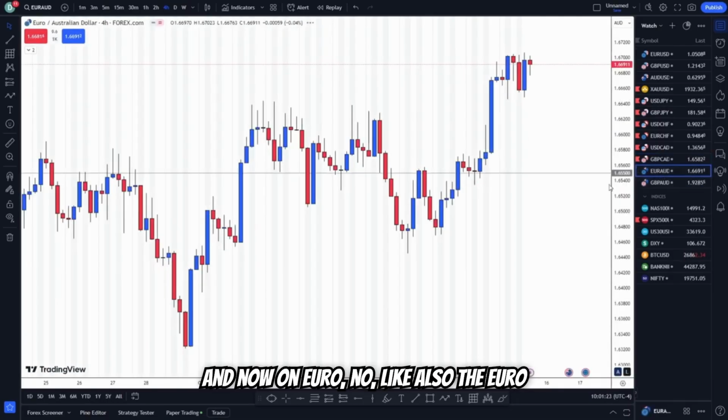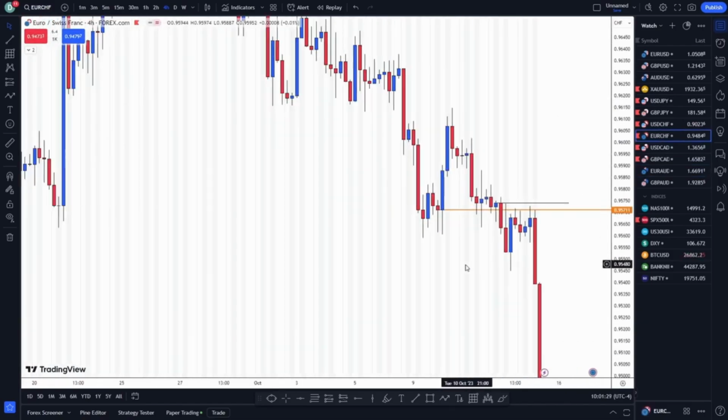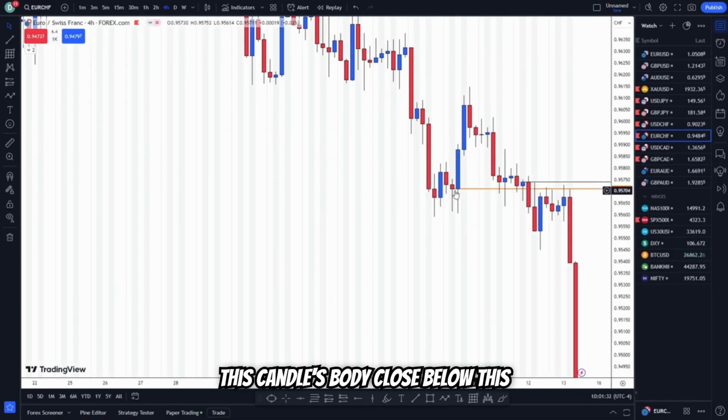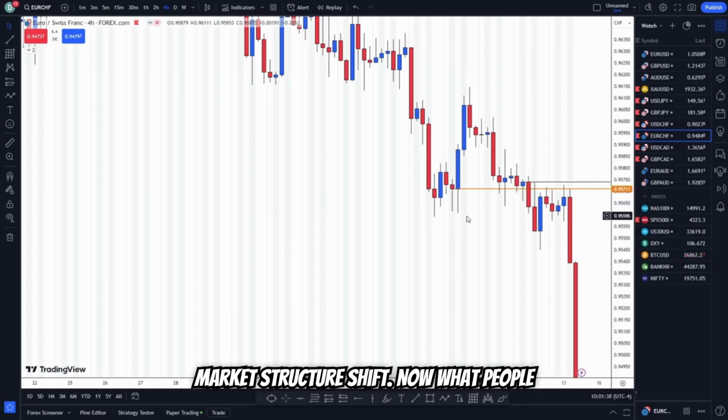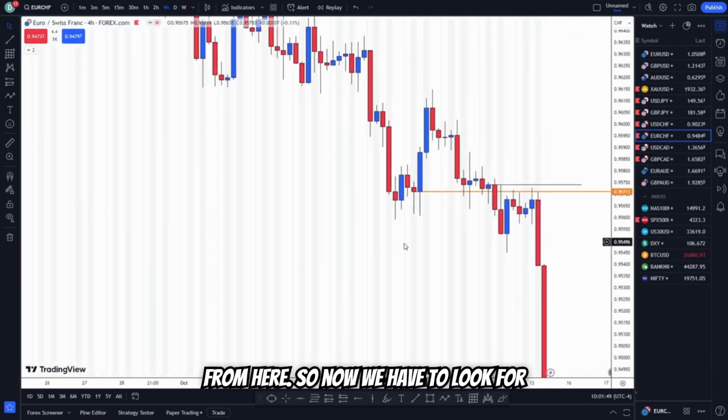Okay. And now on the euro, what's the euro CHF? Like, look at over here. This candle's body closed below this candle's body. Okay, so now this is a market structure shift. Now what people will do is they will look for it was going up, and now it closes above this thing over here. Okay, and our bias is bearish because it was falling from here. So now we have to look for sell.